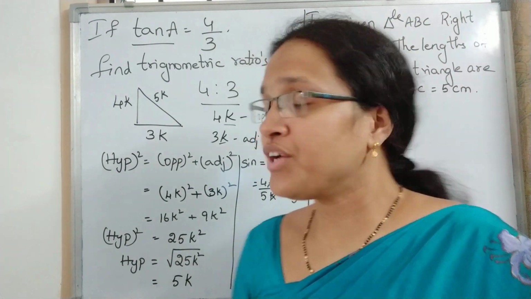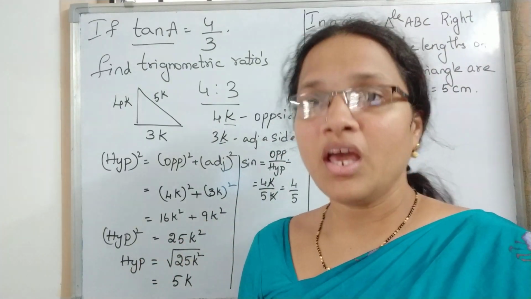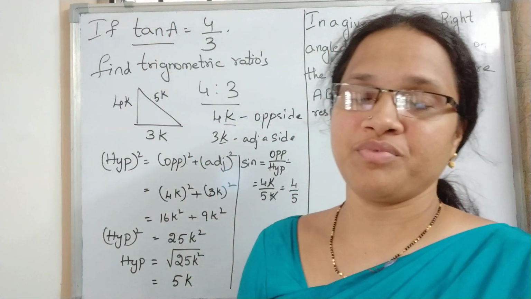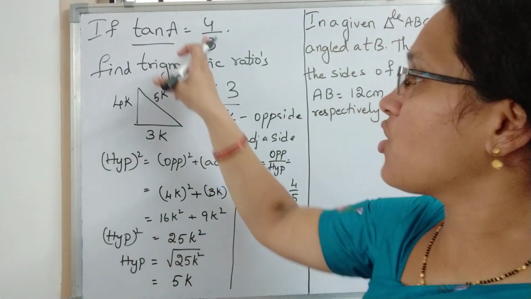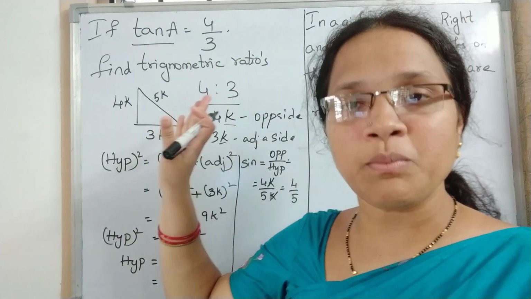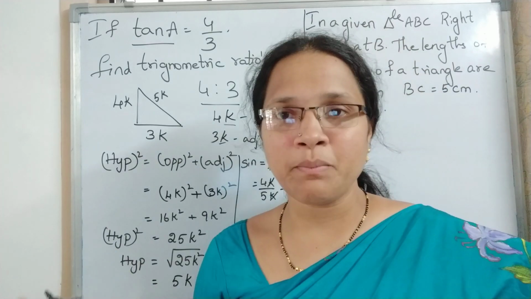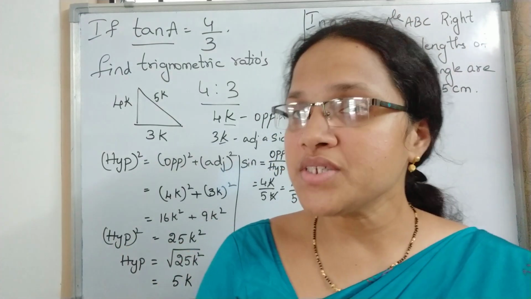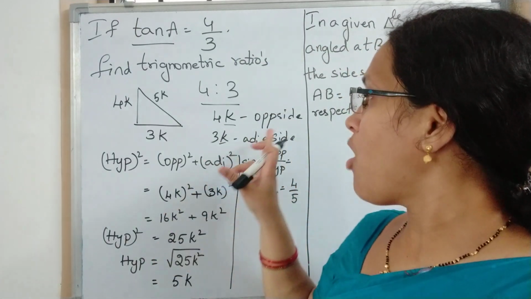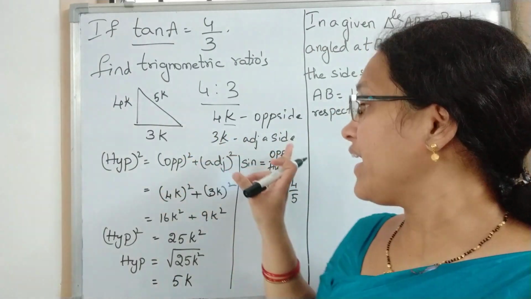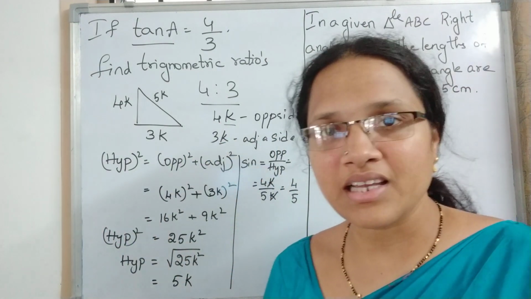Is that clear, children? Did you understand where you should use k? If the question is given in the trigonometric ratios, then you need to write it as a constant. Please write that. Given that tan A is nothing but the ratio of the opposite side to its adjacent side of a triangle, therefore opposite side is equals to 4k and adjacent side is equals to 3k, and then you continue it. Is that clear, children? Yes.